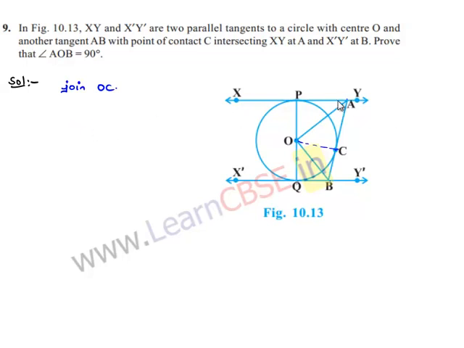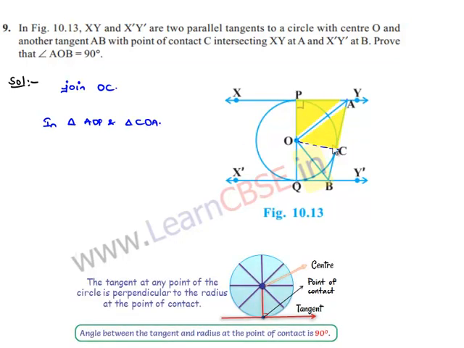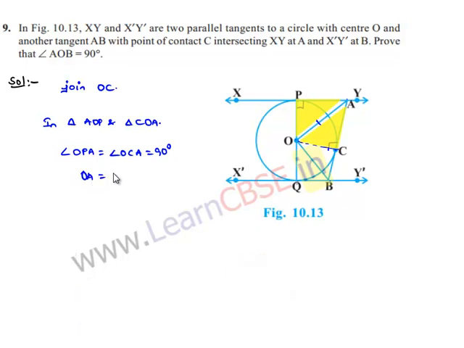Now let us consider the two triangles, triangle OPA and triangle OCA. In these two triangles, angle OPA is equal to angle OCA, which is 90 degrees, since at the point of contact the tangent and the radius subtend an angle of 90 degrees. In both triangles we have OA as the common side. Therefore OA is equal to OA. And also OP is equal to OC, since it is the radius of the circle. All radii from the center to any point on the circle are equal.